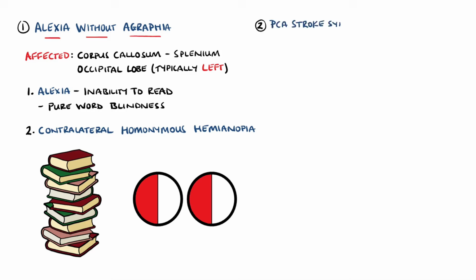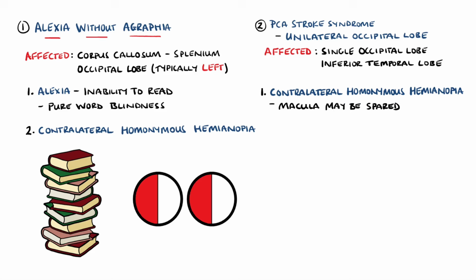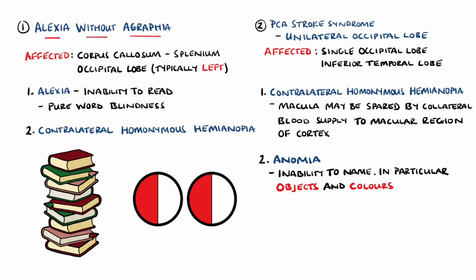Next is a similar syndrome, the unilateral occipital stroke syndrome. Here, as the name suggests, the occipital lobe on one side is affected, and part of the inferior temporal lobe may also be involved in some instances. The primary finding here is a contralateral homonymous hemianopia, which may often be the only neurological deficit found. We may see macular sparing due to the collateral blood supply to the macular region of the cortex. In some instances, anomia may be present, which is the inability to name. In this case, it's the inability to name colours and objects.